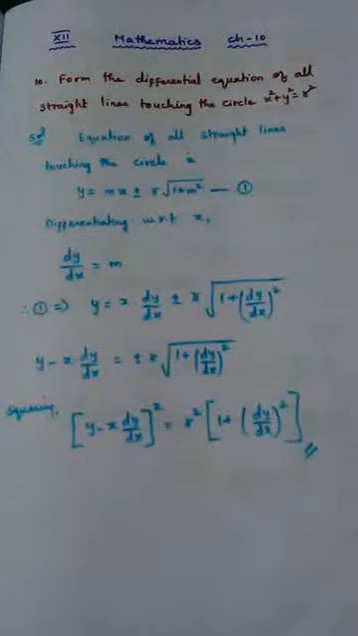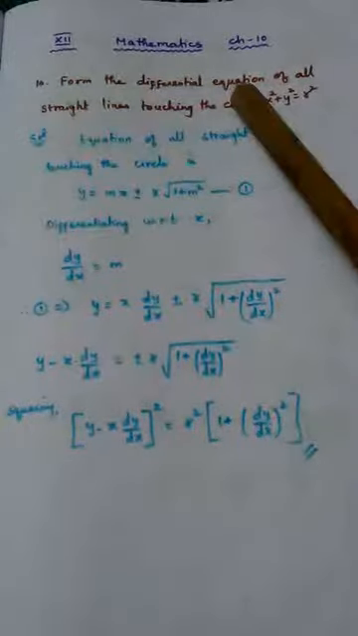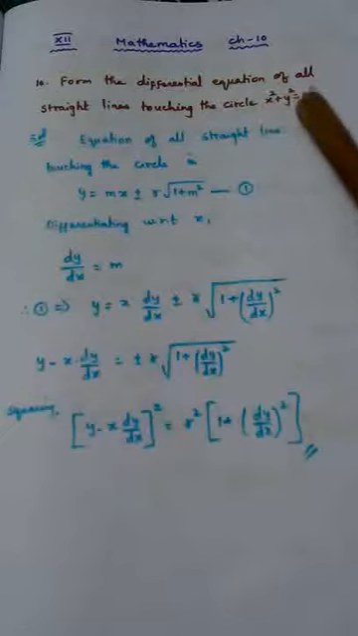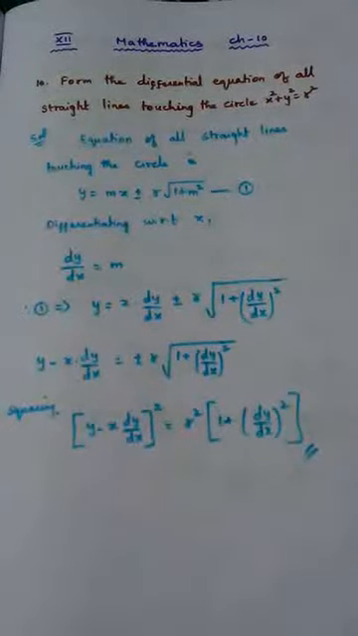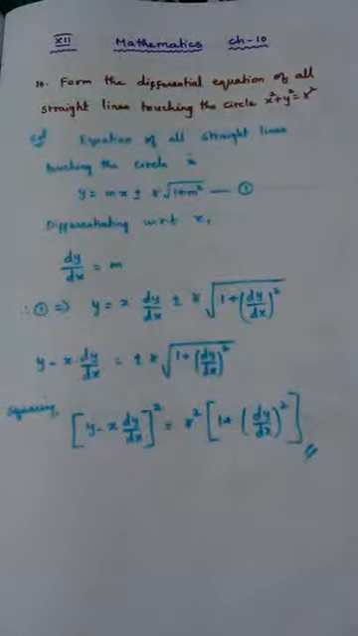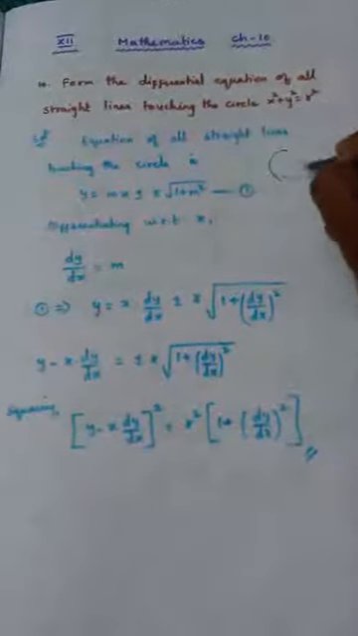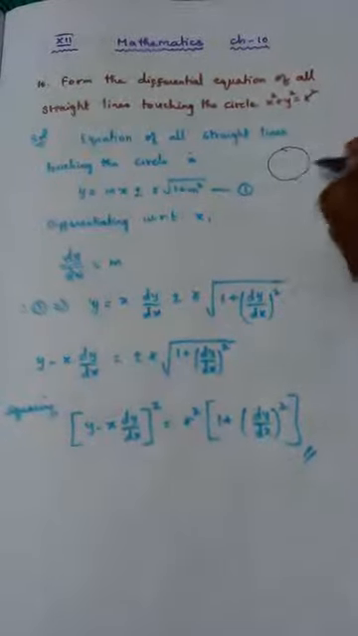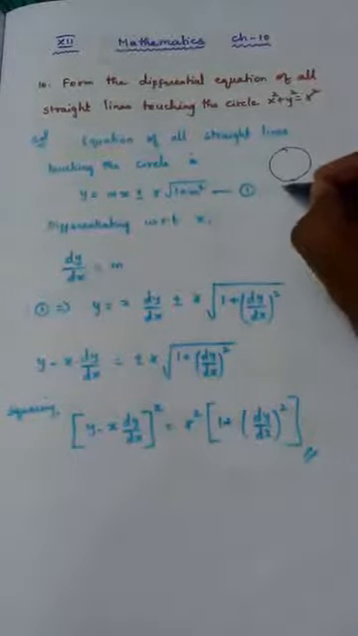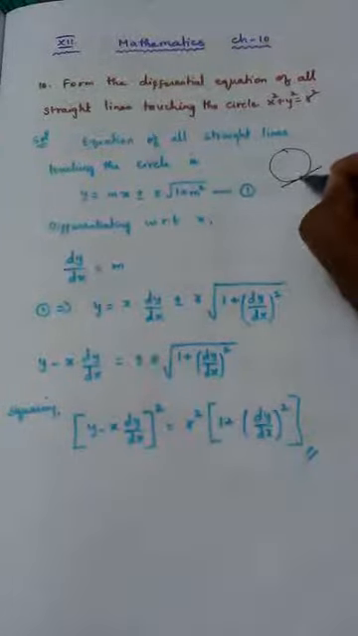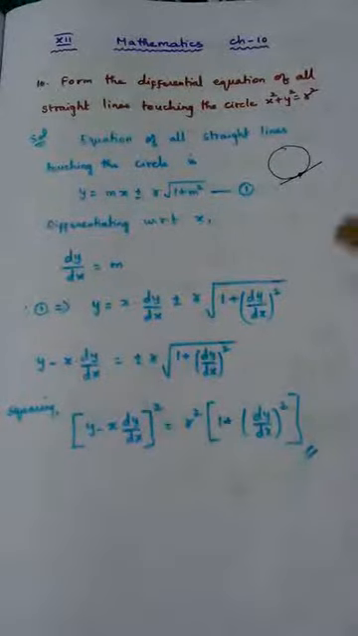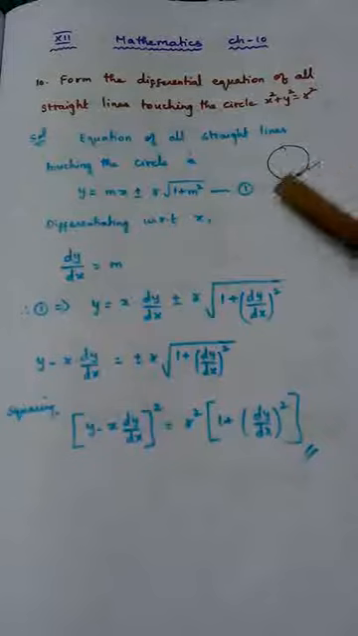Question number 10. Form the differential equation of all straight lines touching the circle x square plus y square is equal to r square. The meaning of the question is we are going to frame a differential equation of all straight lines which touch a circle x square plus y square is equal to r square. Now for example, if this is the circle, just for a rough diagram, and suppose I am drawing a line which touches the circle at a point. So automatically this line can be called a tangent to the circle, right?